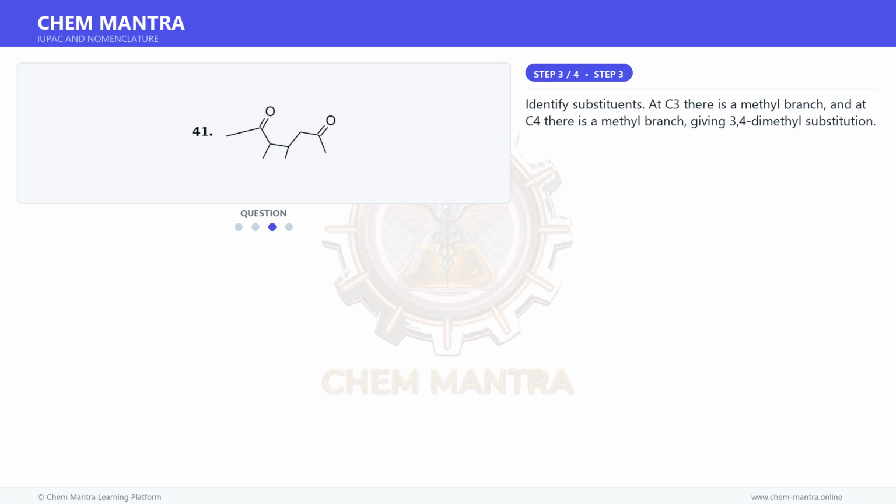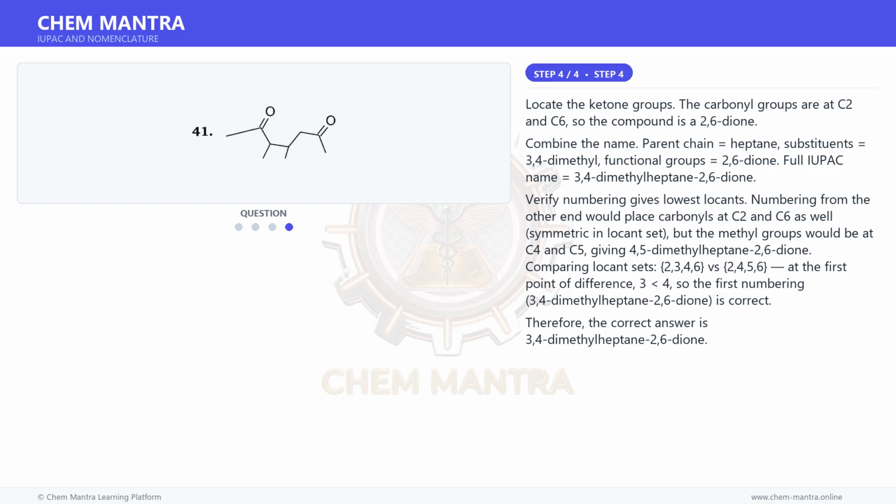Identify substituents. At C3 there is a methyl branch, and at C4 there is a methyl branch, giving 3,4-dimethyl substitution. And for the final step, locate the ketone groups. The carbonyl groups are at C2 and C6, so the compound is a 2,6-dione.